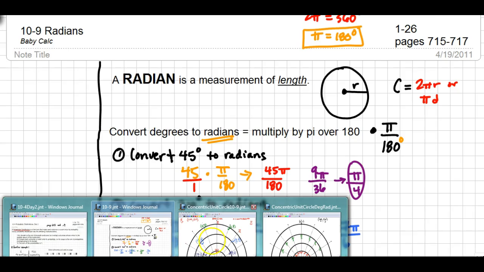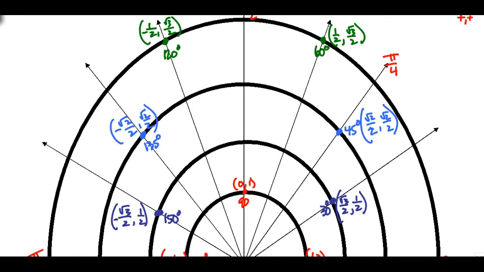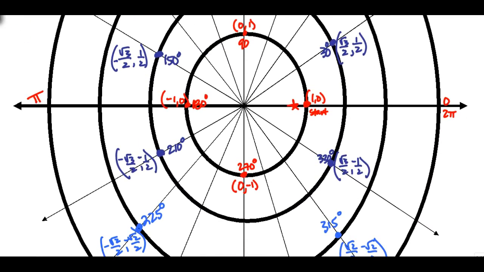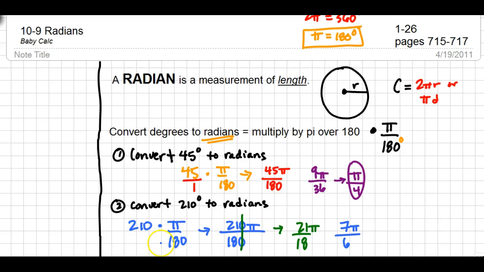So let's go ahead and put that in. 210 is the first click in quadrant 3, and that is 7 pi over 6. So that's converting degrees to radians. You multiply by pi over 180 because we want the degrees to cancel, so we put the degrees on the bottom. We want radians to be our answer, so we put the pi on the top.